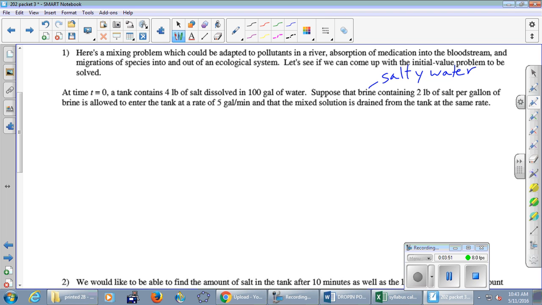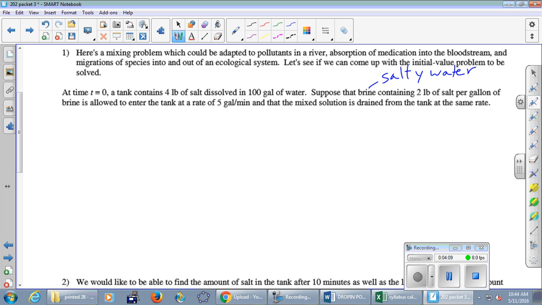So we've got some salty water coming into the tank, and that solution is all mixed up. So the tank just has this big mixing thing inside of it, and then it is drained from the tank at the same rate, meaning the 5 gallons per minute. So we got 5 gallons per minute of salty water coming in, 5 gallons per minute of whatever's in the tank going out.